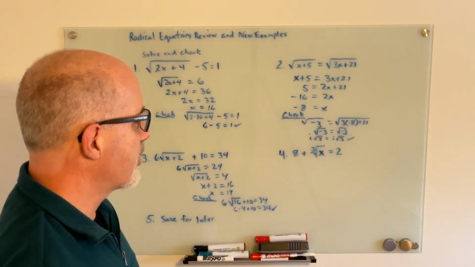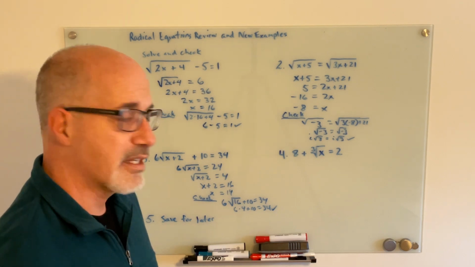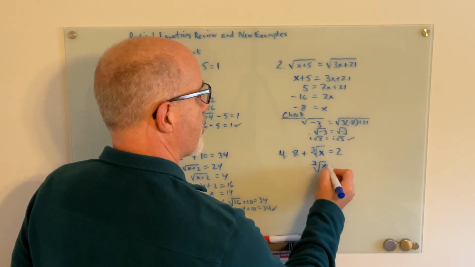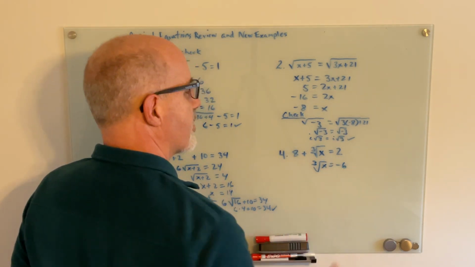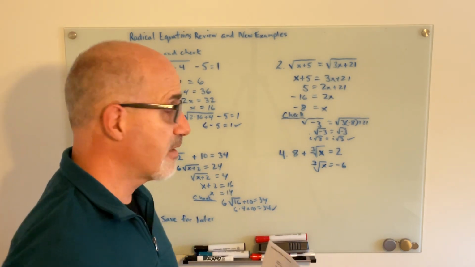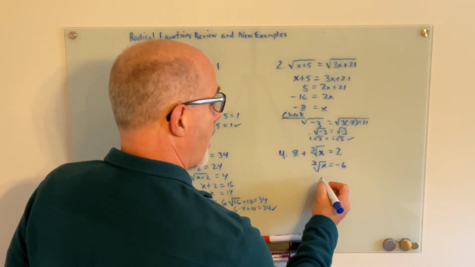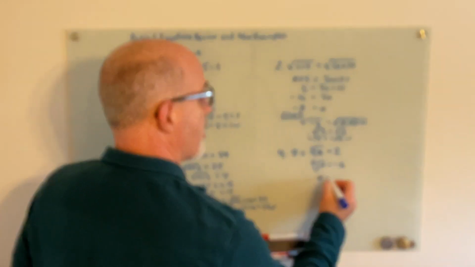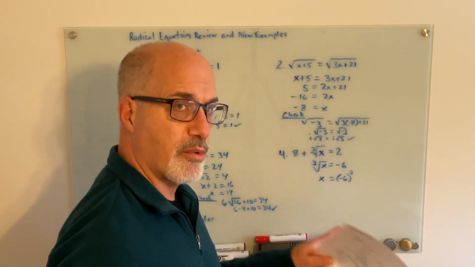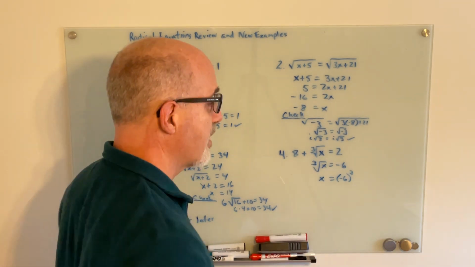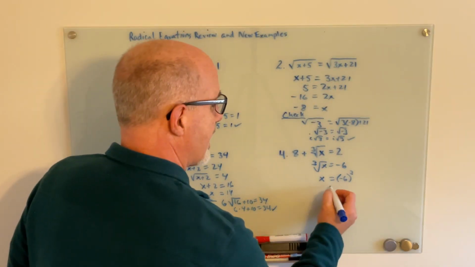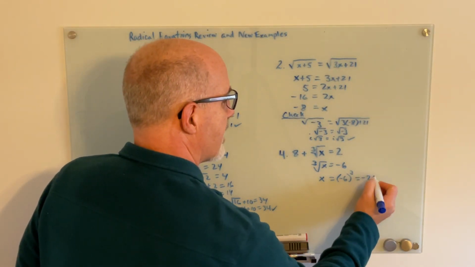And then lastly, on this one, it's a cube root, so we can get it by itself. So subtract 8 from both sides. Cube root of x equals a negative 6. Now you can put both sides, you can put negatives to an odd power. So I'm going to put both sides to the third power, negative 6 cubed. Make sure you put parentheses around the negative 6. So you do negative 6 times negative 6 times negative 6, you get negative 216.